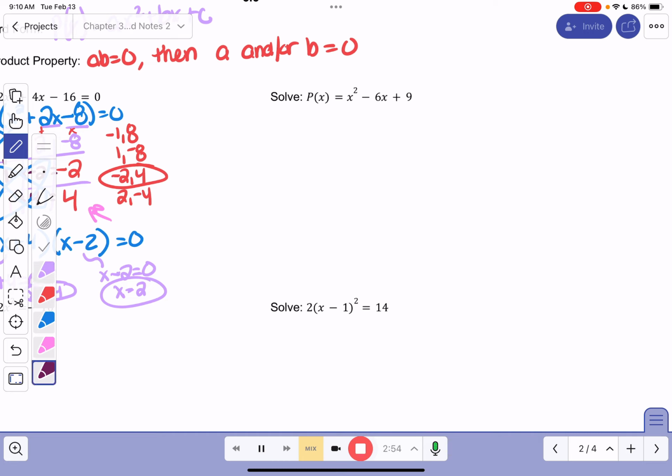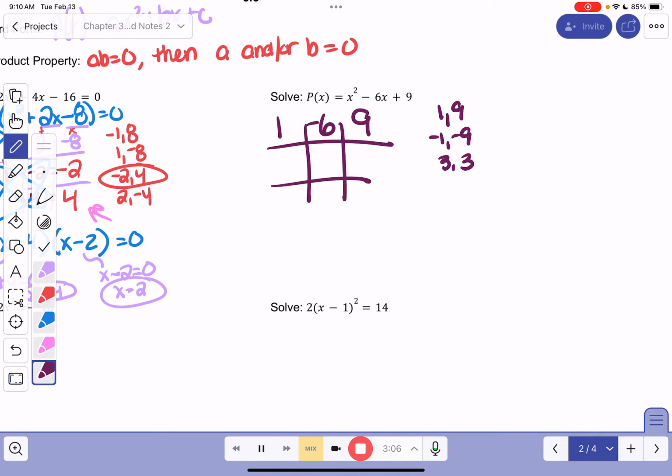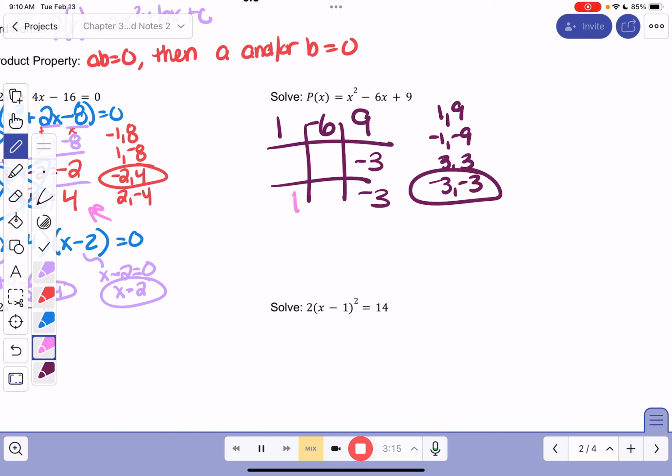So no greatest common factor. I'm going to tic-tac-toe A, B, A times C. Factors of 9 are 1 and 9 or negative 1 times negative 9, 3 and 3 or negative 3 times negative 3. The only way to get negative 6 is negative 3 and negative 3. Greatest common factor of 1 and negative 3 is 1.